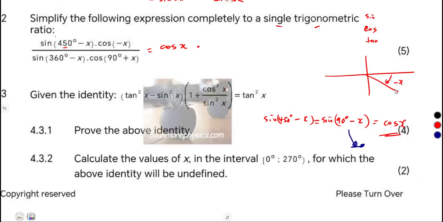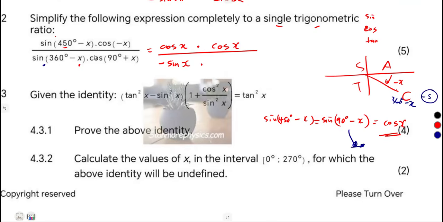Minus x is in the fourth quadrant, and that is for cos from our CAST concept, negative x. So cos there is positive, so you write it as a positive ratio. The sine of 360 degrees minus x is also in the fourth quadrant. 360 degrees minus x is a positive angle, minus x is a negative angle. They are both found in the fourth quadrant. But in the fourth quadrant, sine is negative.